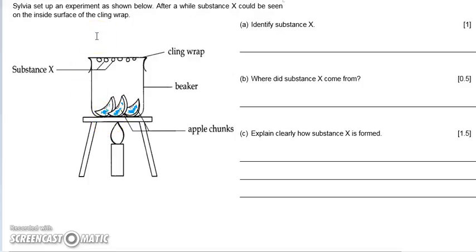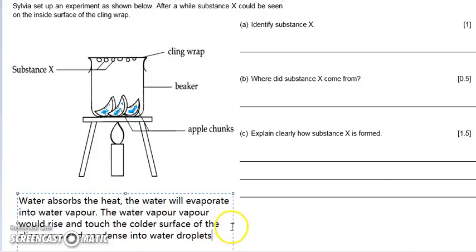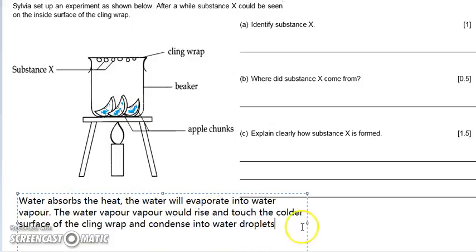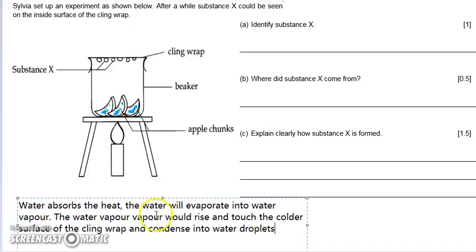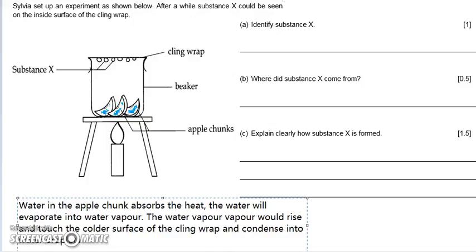And likewise, it is the water inside the apple that is gaining heat and evaporating. So basically, you can still say water absorbs the heat from the candle, right? And the water will evaporate into water vapor. But this time, you don't just say water, you say the water in the apple chunks absorbs the heat and will evaporate into water vapor. The water vapor would rise and touch the colder surface of the cling wrap and condense into water droplets.